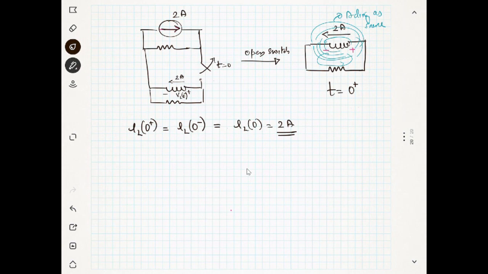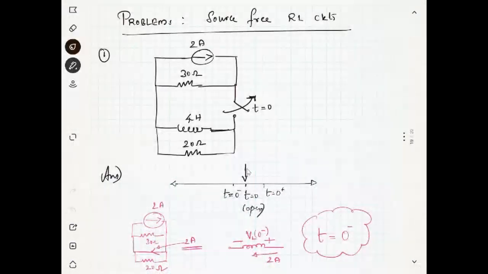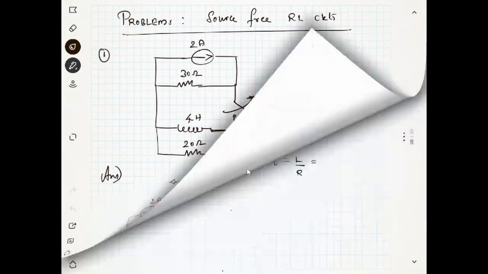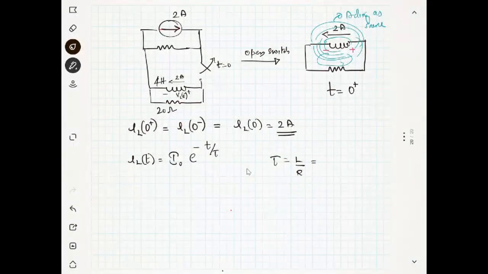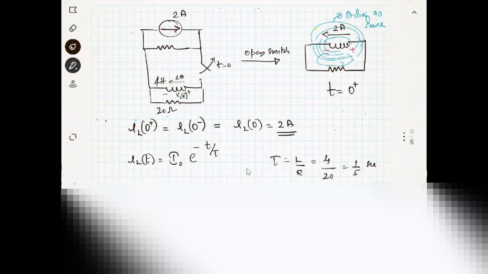So IL of t, the current through the inductor, is nothing but I naught into e power minus t over tau. And what is tau? Tau is L by R. What is L? I forgot to write it on the previous page. L is 4 Henry and R is 20 ohm. So L over R is 1 by 5 seconds.